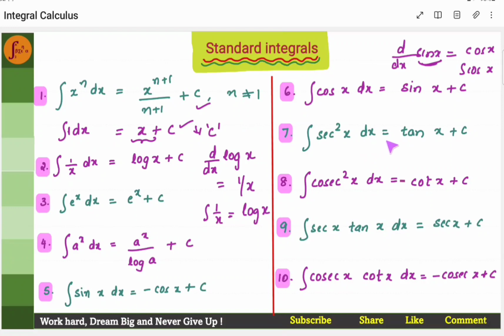Similarly, integral of secant square x is tan x. Derivative of tan x is secant square x. Integral of cosec square x is minus cot x, and the derivative of cot x is minus cosec square x. Integral of secant x into tan x is secant x, and the derivative of secant x is this function. So in this way, we'll have to remember all the integrals.